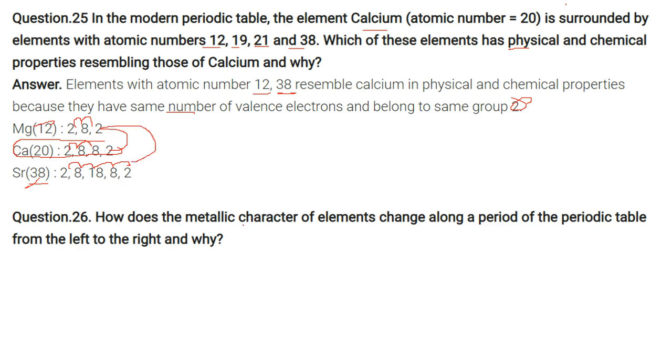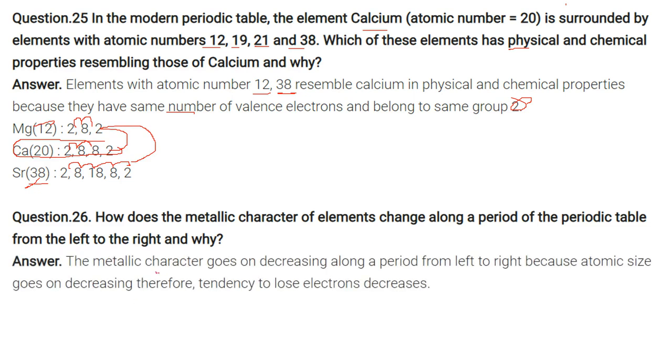How does the metallic character of elements change along a period of the periodic table from left to right, and why? The metallic character goes on decreasing from left to right because the atomic size goes on decreasing. So the tendency to lose electrons will decrease.